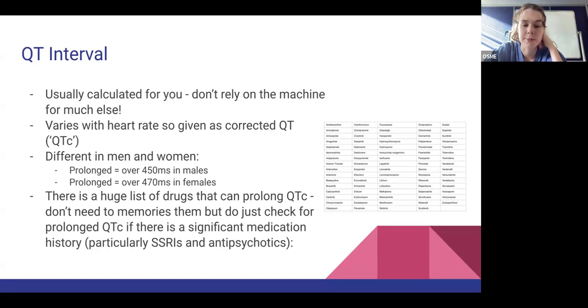You don't need to memorize them, but do just double check for prolonged QTC, especially if they give you a funky medical history, especially a mental health history. So when you do psychiatry next year, there'll be a lot of ECGs to check for QTC prolongation, particularly SSRIs. The big hitter is citalopram. That's the one that makes your QTC go long, and antipsychotics.